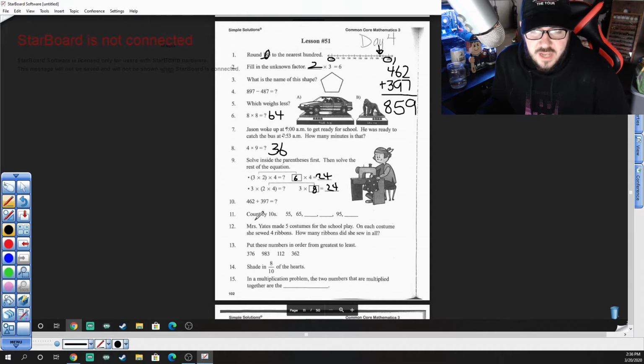Okay. Here we're counting by tens, but we're starting with 55. So we're going to need the 5 in the ones place to stay there because we're counting by 10. So 55, 65, we got 75, we got 85, we have 95, and then we're going to jump to 105.